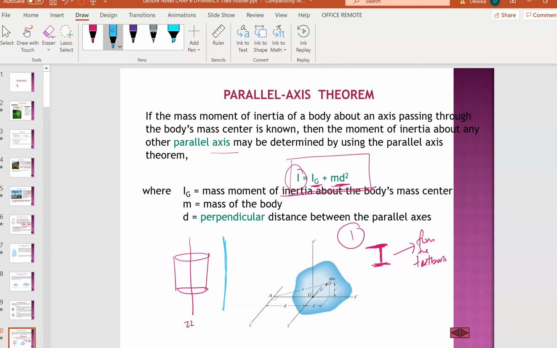So what does it mean? There is a distance between this axis and this axis, right? So that is the D value. Just imagine the cylinder now is going to rotate about dx, this axis. So it's no more rotating on this, but rotating from this axis. So it goes around.